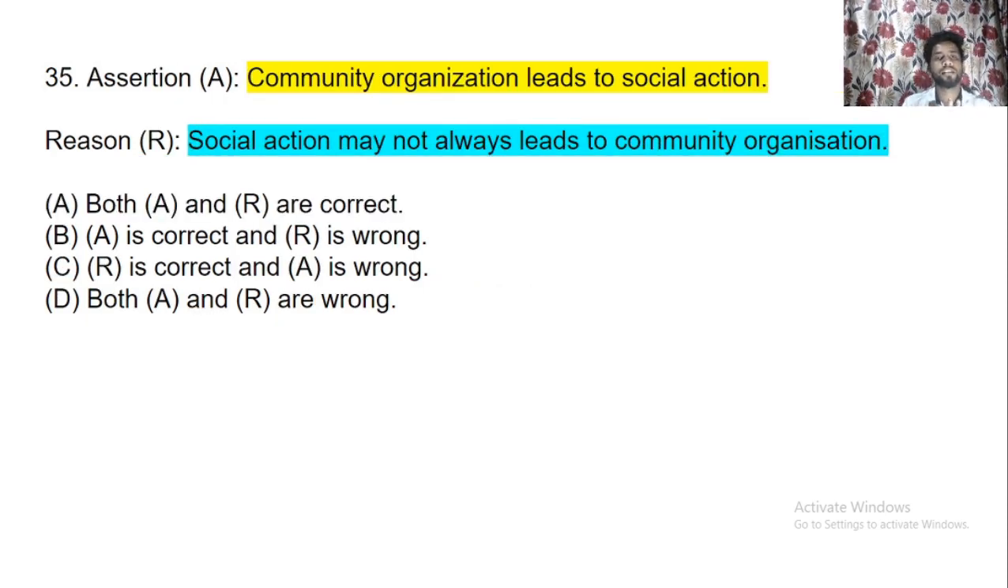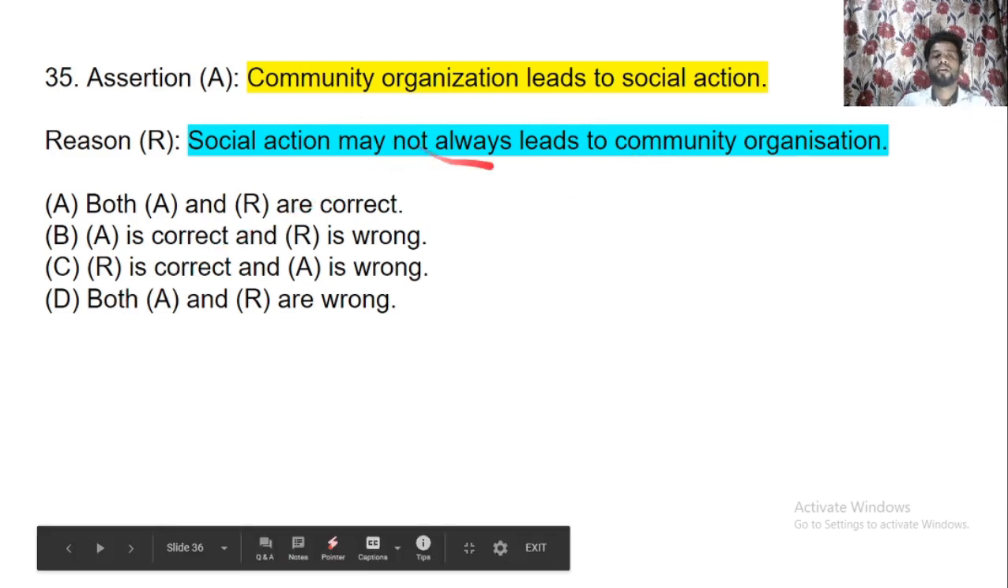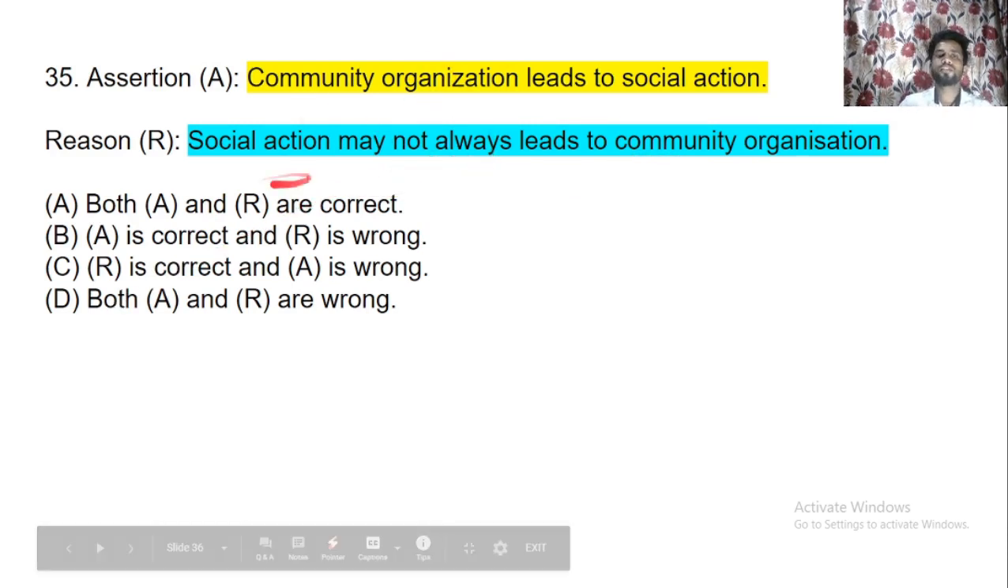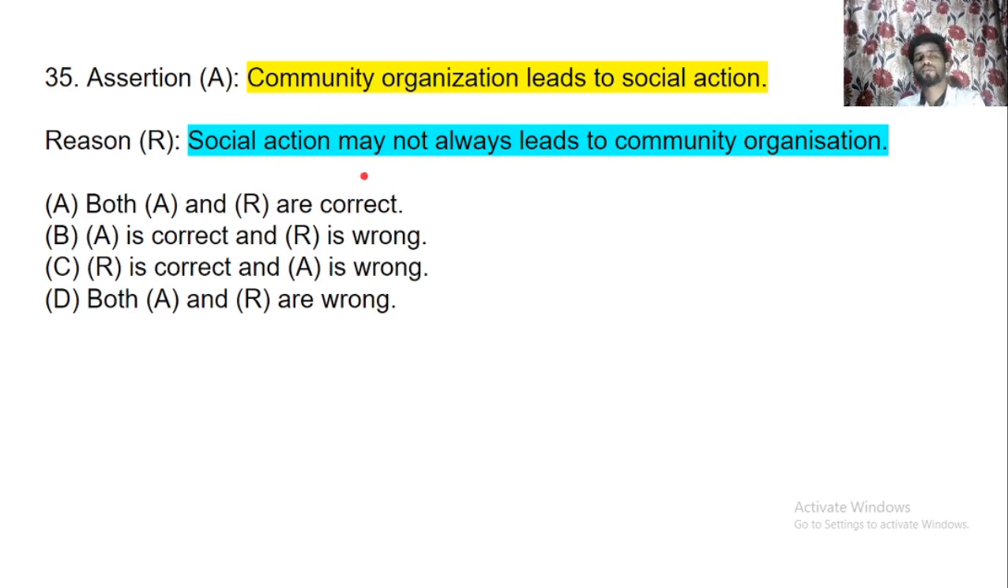Now next question, our last question actually for this video: community organization leads to social action. Yes, because community organization is something smaller and it leads to social action, which is something broader, and social action may not always lead to community organization. Yes, it's correct, because community organization leads to social action. Once there is a social action, that means community organization has already happened, and only after that is social action possible. So this is not correct. So A is correct. Community organization leads to social action.